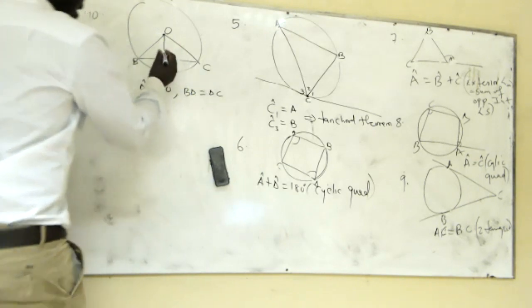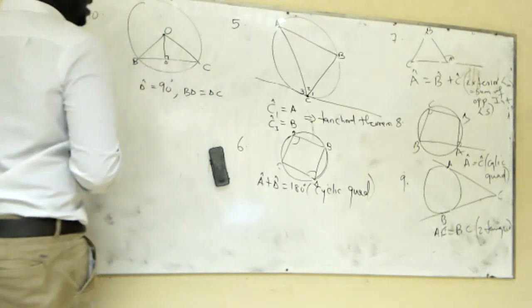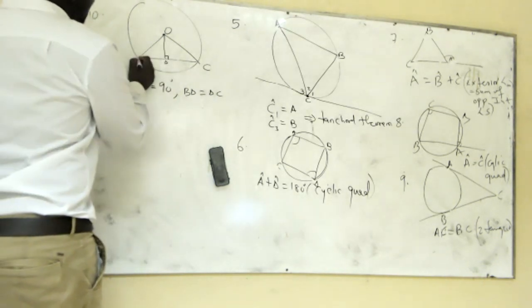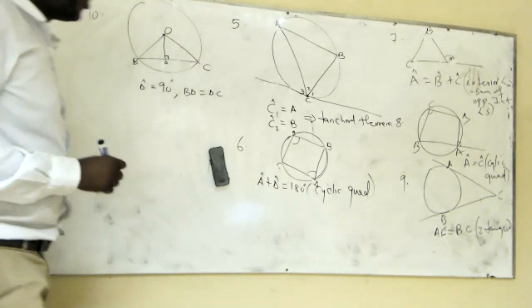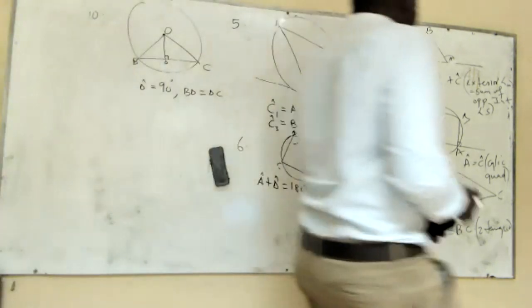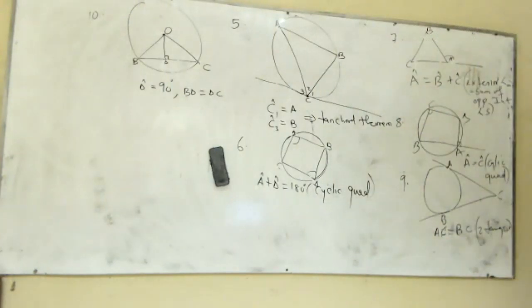What are we saying here? We are saying that if here we have a right angle, then BD is going to be equal to DC. It's another important theorem of which you must take note. You must remember that theorem.